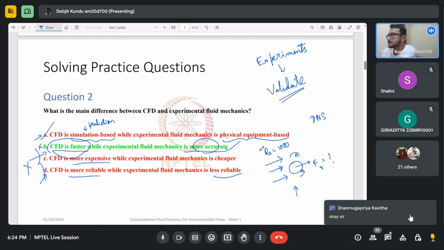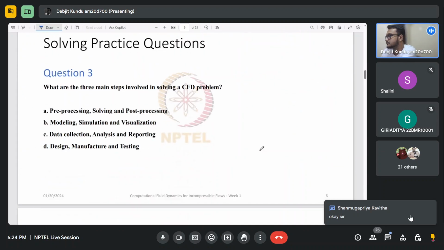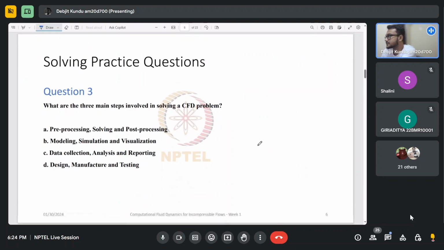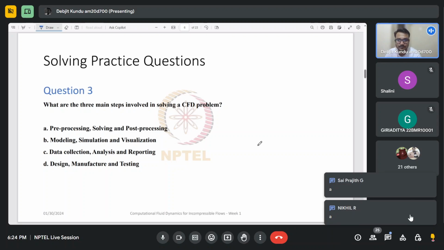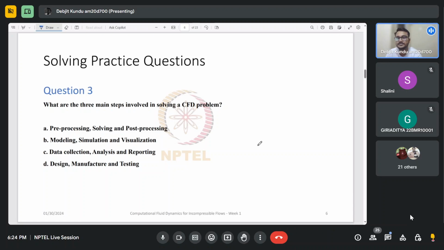All right. So let's move over to question number 3 now, which is asking what are the three main steps involved in solving a CFD problem? Option A: pre-processing, solving, and post-processing. Option B: modeling, simulation, and visualization. Option C: data collection, analysis, and reporting. Option D: design, manufacture, and testing. This is like general practice. What do you do when you are solving a CFD problem?